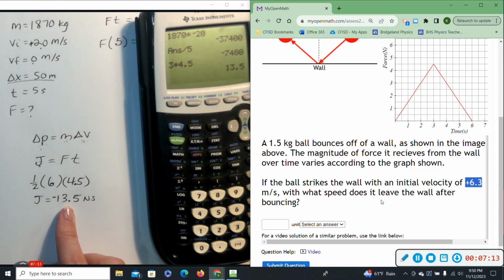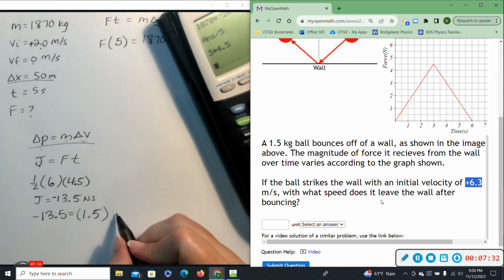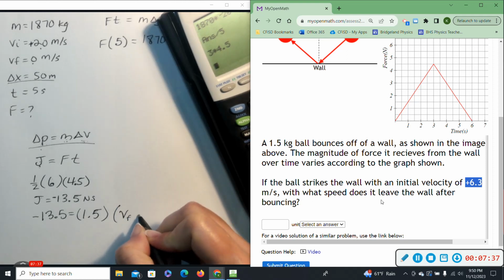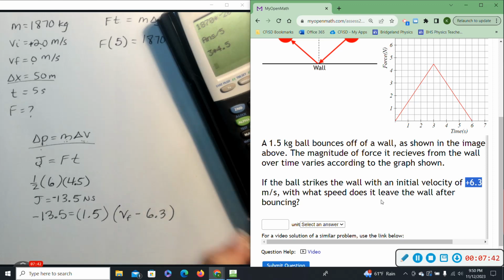So I'm going to use negative 13.5 for my impulse, and thus also for my change in momentum. I'm going to now set this equal to mass times change in velocity. The mass, again, is 1.5, and then change in velocity is VF minus VI. So VF minus VI in this problem is minus positive 6.3, and this is why that sign matters.